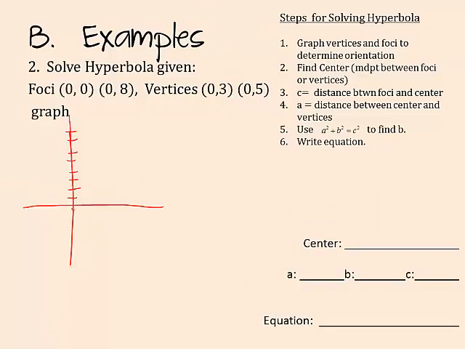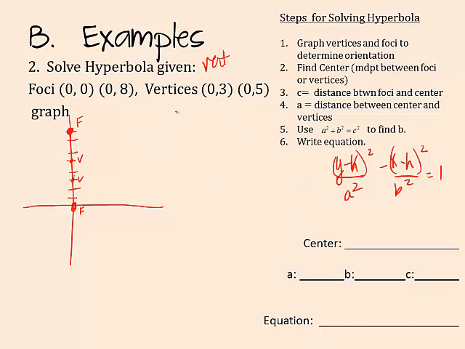So my first focus is at (0, 0), and another focus at (0, 8). My vertices sit at (0, 3) and (0, 5). Hopefully you see that they all sit in a straight line, but it's vertical. So that tells me that my equation will be (y − k)² minus (x − h)². a squared always sits in the front. So this is the format my equation will take.